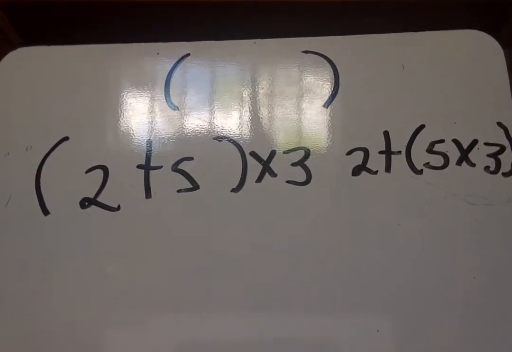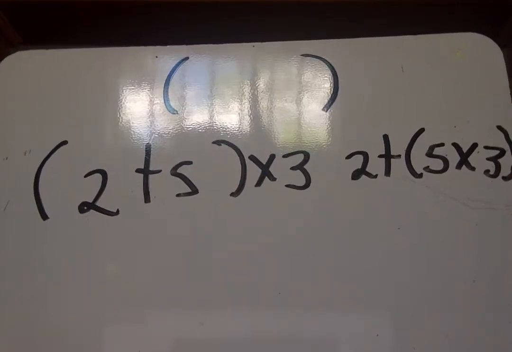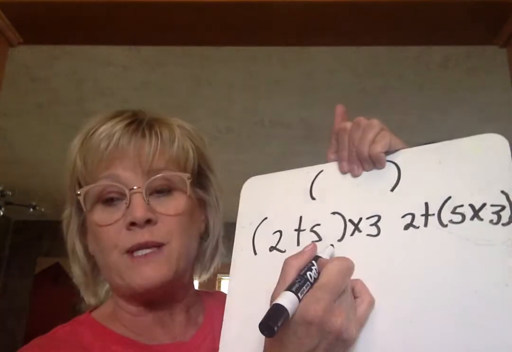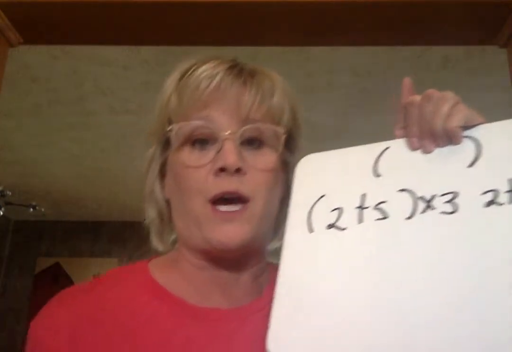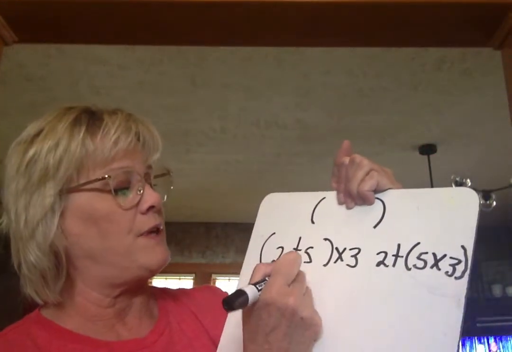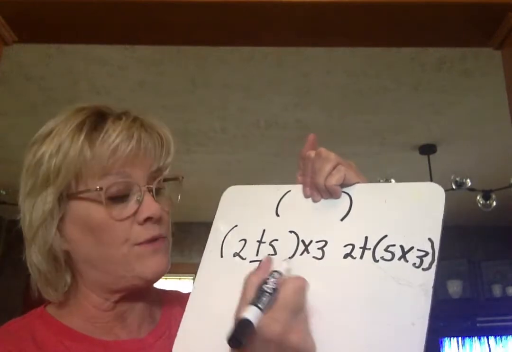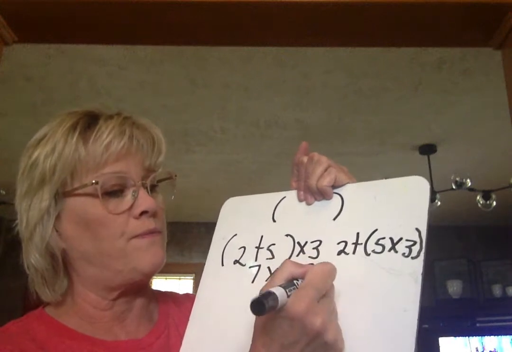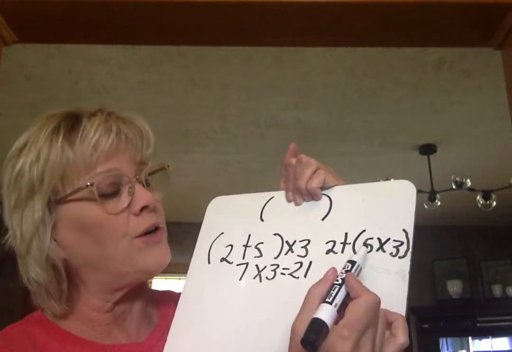Remember, the parentheses tell us what to do first. So in the first problem, we're going to do 2 plus 5. What is 2 plus 5? 7. And 7 times 3? 21.